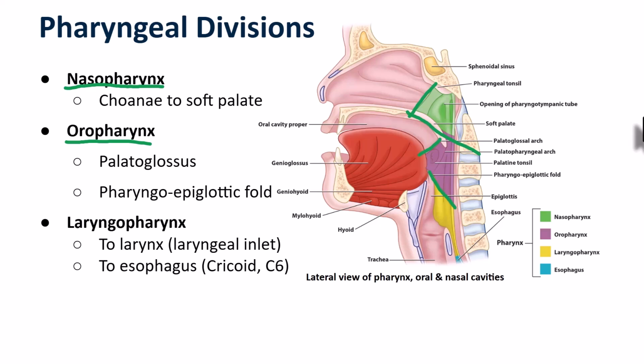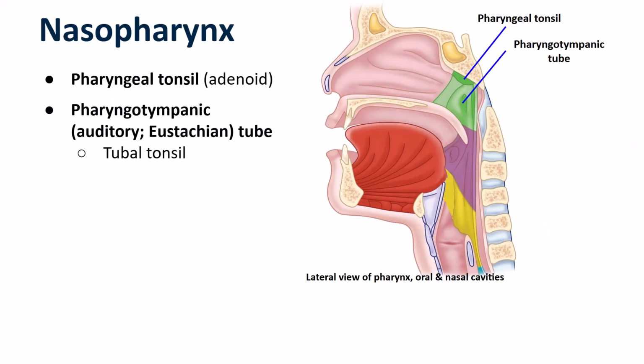The laryngopharynx is separated from the larynx by the laryngeal inlet and from the esophagus at the entrance at the inferior margin of the cricoid cartilage, which is at the distal margin of C6. So let's start with the nasopharynx and work our way distally.